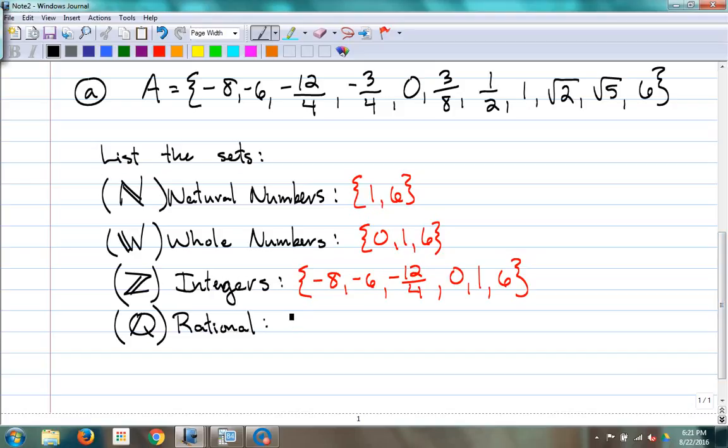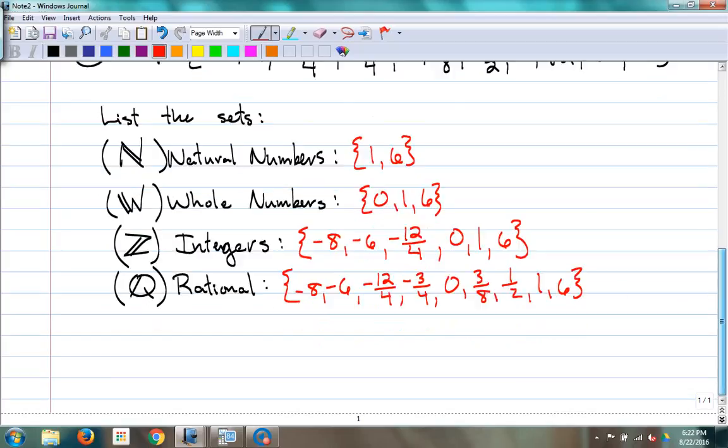So let's write our set for those. So we've got -8, -6, -12/4, -3/4, 0, 3/8, 1/2, 1, and 6 are all the rational numbers. Okay. And then we'll go ahead and do the irrational set, since that's the other part of the real numbers.